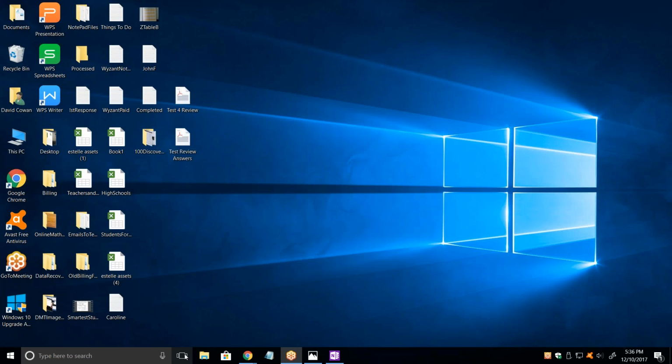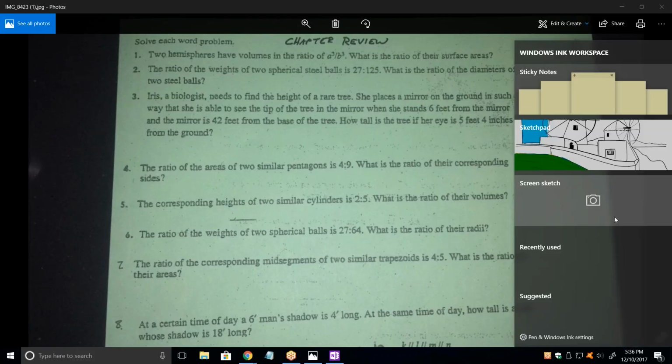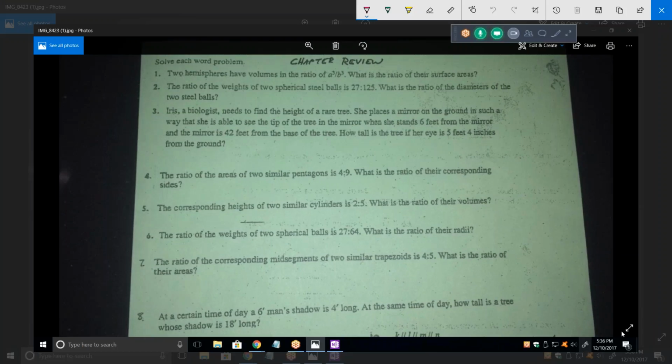Okay. Now, of course, they give us a hard one to start. What's the linear ratio? They're giving us the volume ratio.